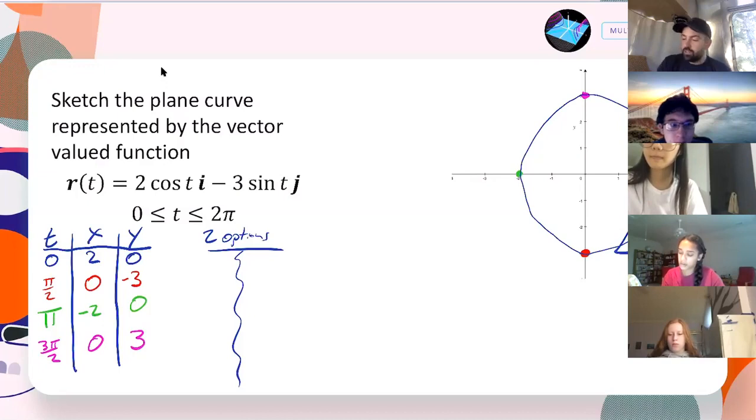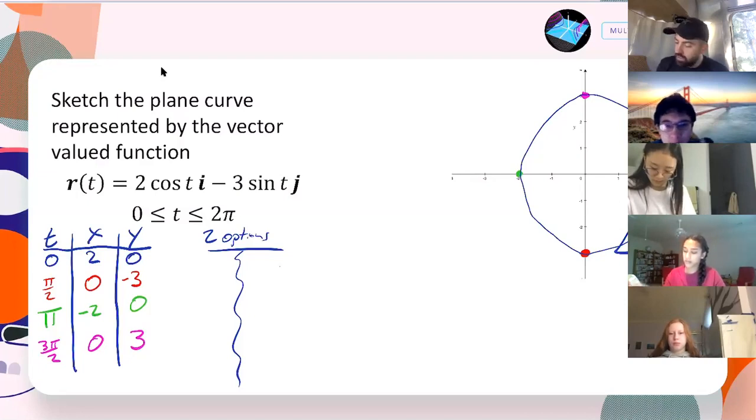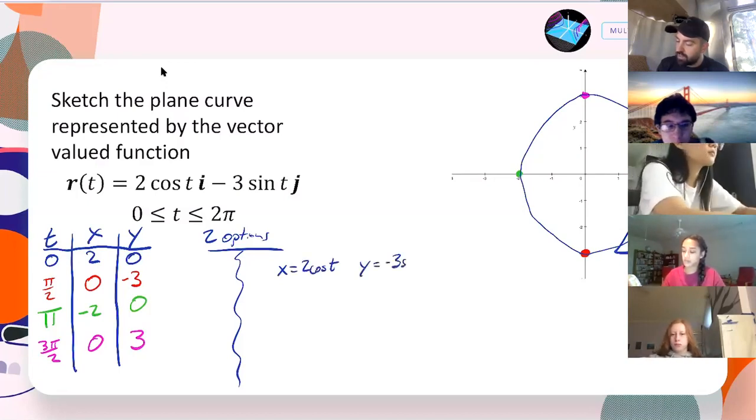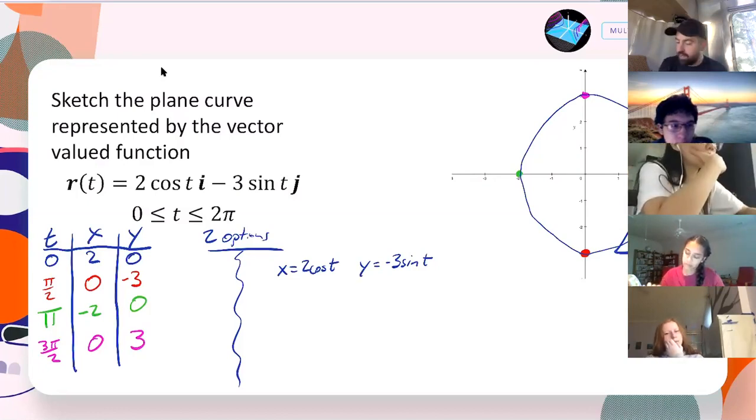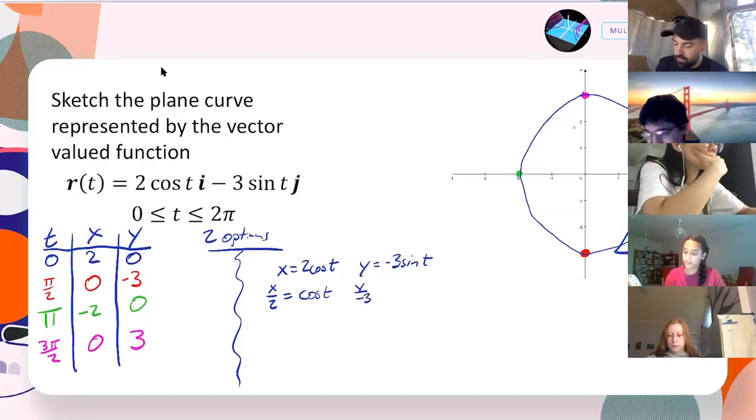Your other option is you can come up with the rectangular form of a 2D curve. We could eliminate the t's altogether. With sines and cosines, the way I would do it is I would take x equals 2 cosine t, y equals negative 3 sine t. And instead of solving for t and plugging it into the other, which I would do maybe if it was a more algebraic thing, I would solve and isolate the cosine and the sine, because we have another way that we could get rid of those. So x over 2 is cosine t. y over negative 3 is sine t.